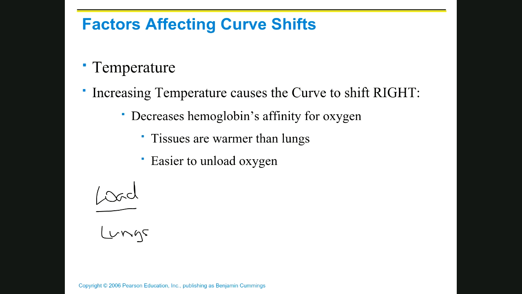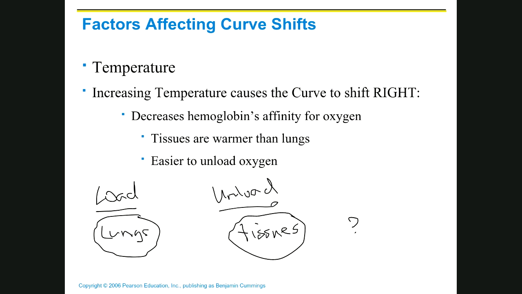That's where air is. And then where do we unload oxygen? Where do we want to drop it off? We want to drop it off to our cells, to our tissues. They're the ones that need the oxygen. So look at this. We have two places, lungs and tissues. Do you think they're the same temperature?